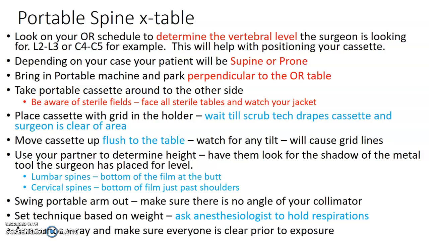Watch when you're swinging your portable arm out. Make sure there's no angle on your collimator. Set your technique based on the patient's weight, and then ask the anesthesiologist to hold respirations. You don't want them breathing and that causing motion. You're going to announce x-ray just like we always do for portables. Make sure everyone's clear. They don't often wear lead for these cases because they don't use x-ray for a majority of the case, just for this one shoot through.